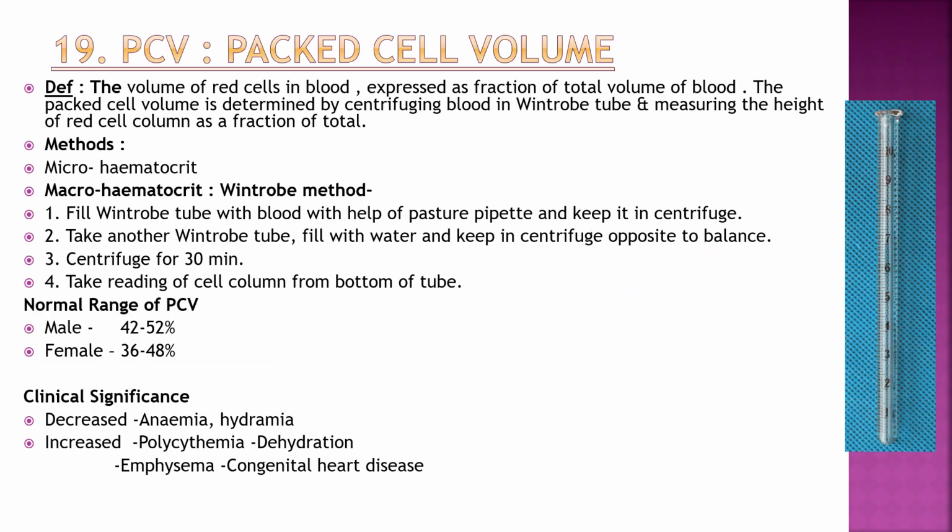So we'll see the procedure of PCV by the Wintrob method. Fill the Wintrob tube with blood with the help of a Pasteur pipette, then keep it in the centrifuge. Take another Wintrob tube filled with water and put it in the centrifuge opposite to the previous tube for balance, then centrifuge it for 30 minutes and take the reading of the red cell column from the bottom of the tube.